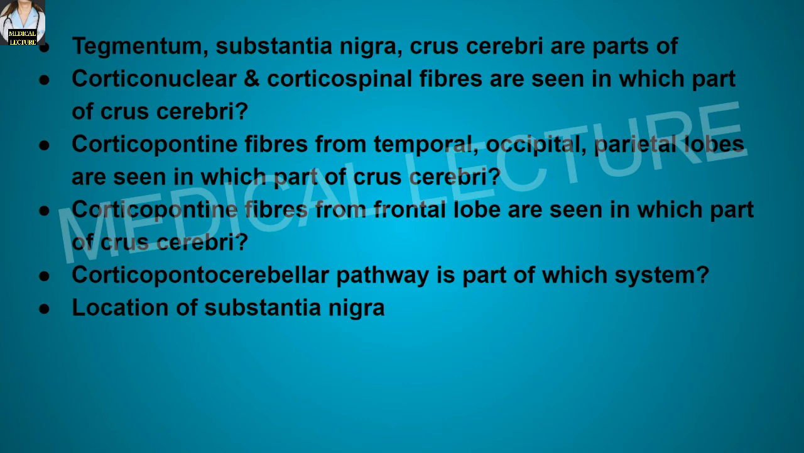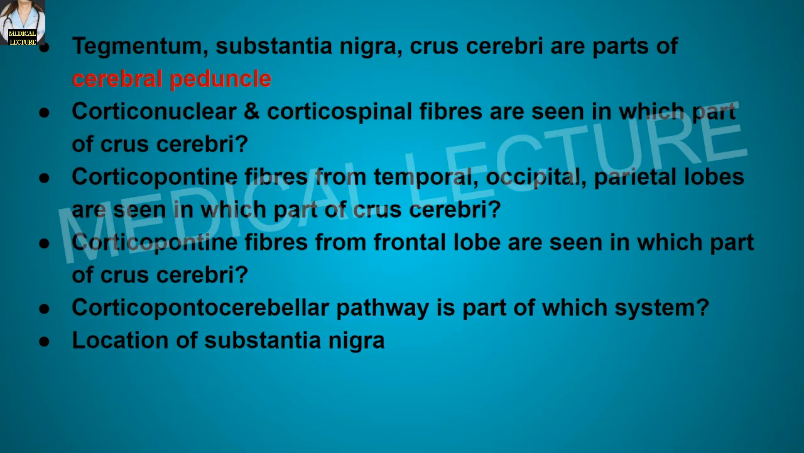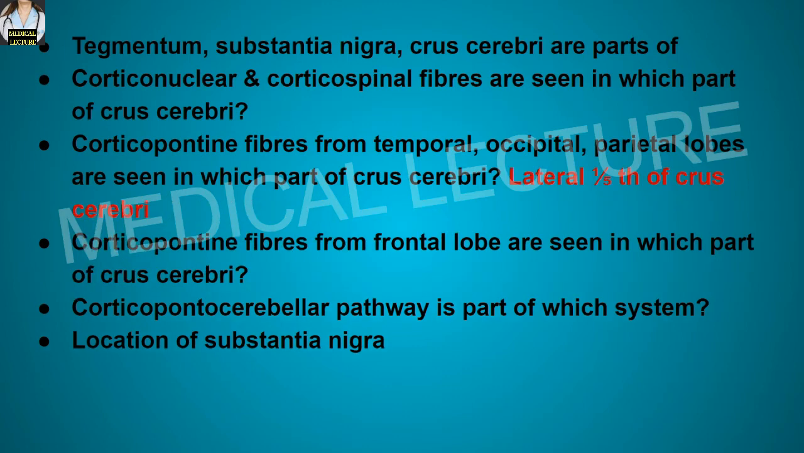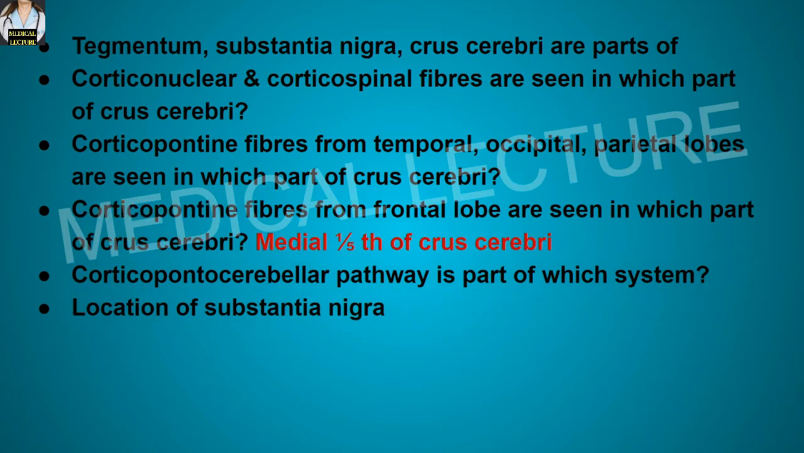Tegmentum, substantia nigra, crus cerebri, these all are part of the cerebral peduncle. Corticonuclear and corticospinal fibers are seen in which part of the crus cerebri? They are seen in the middle 3/5 part of the crus cerebri. Corticopontine fibers from the temporal, occipital, parietal lobes are seen in which part? They are seen in the lateral 1/5 part. Corticopontine fibers from the frontal lobe are seen in the medial 1/5 part of the crus cerebri.